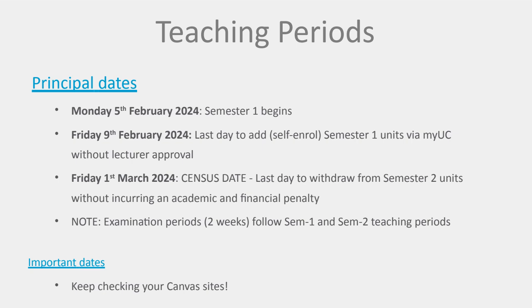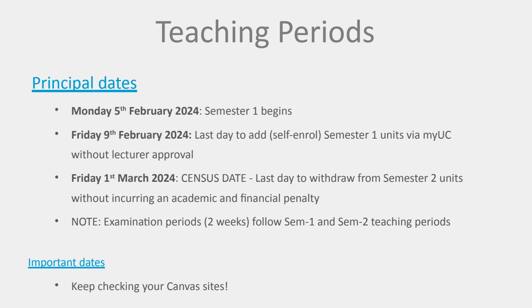If you do it by census date, you won't get charged, but if you don't remove that unit and you don't attend that unit, then yes, you will be charged for that unit. So it's a very important date, census day, okay? About the last day to self-enroll, you can enroll later on, but at that point we would need approval from the lecturer, okay? Is there a specific time frame? Ideally, you want to do it as soon as possible.